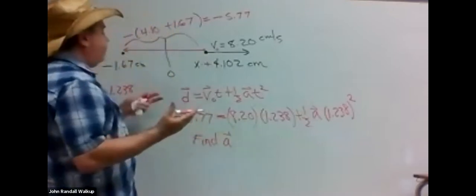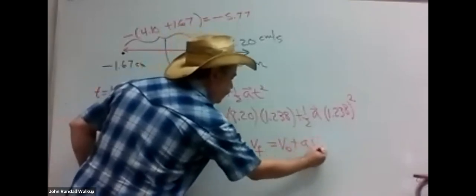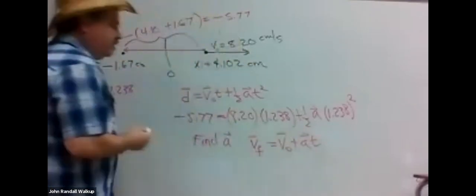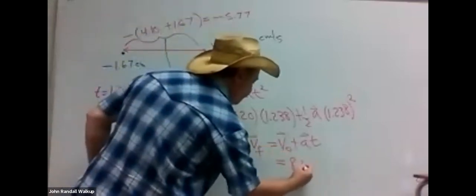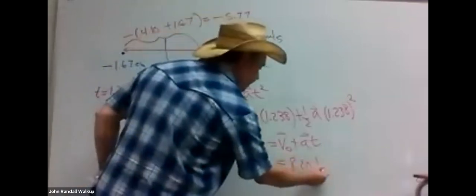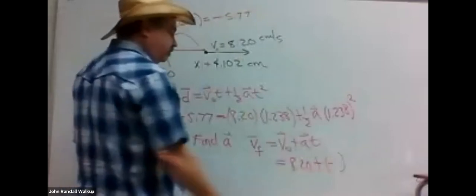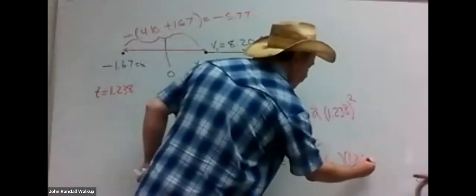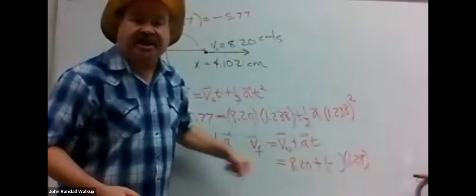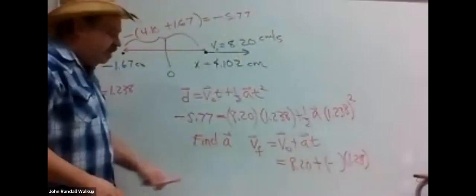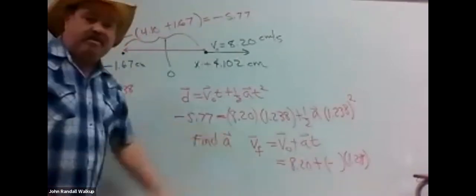Now, if you want to know what the final velocity is, you just go to this equation. The initial velocity is 8.20 positive, plus the acceleration that you just found, which is going to be negative, by the way, times the time. And now you can solve for the final velocity. Two-step problem if you're looking for the final velocity. I can't remember what it was asking for, but at any rate, that's how this problem is done.